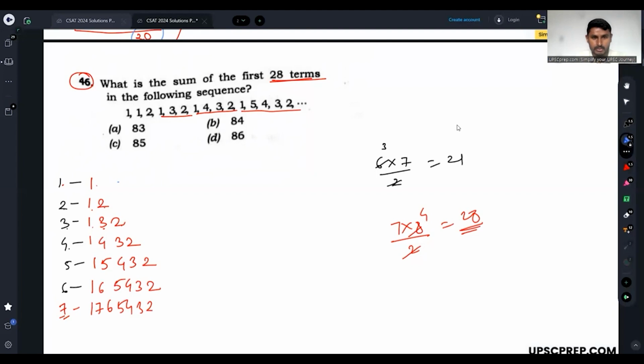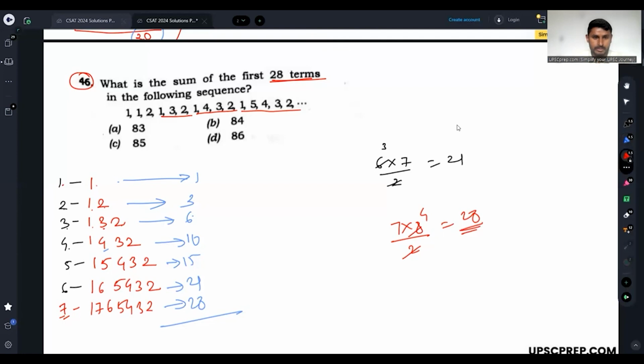So let's see now how to take the sum. First there is 1. Second there will be 3, right? 1 plus 2 is 3. 3 plus 3 is 6. I'm just making the sum of this. Then 1 plus 4 plus 3 plus 2. Now here there was 6, additional is 4, 10. Again additional is 5, 15. Additional is 6, 21. 21 plus 7, 28. Okay, so this is the sum.